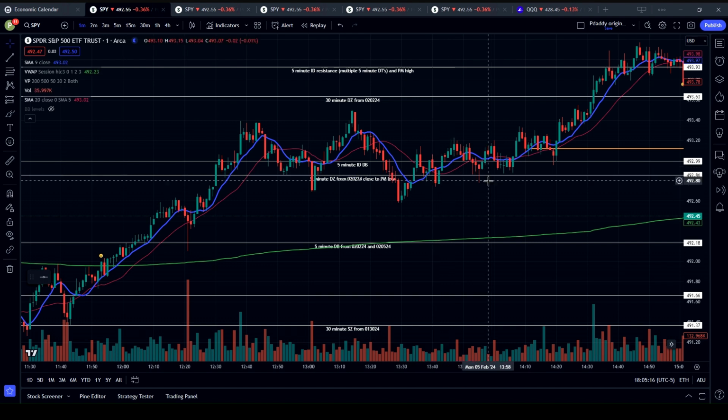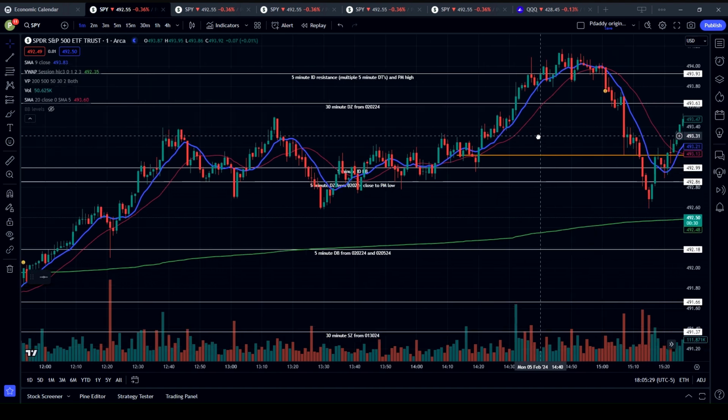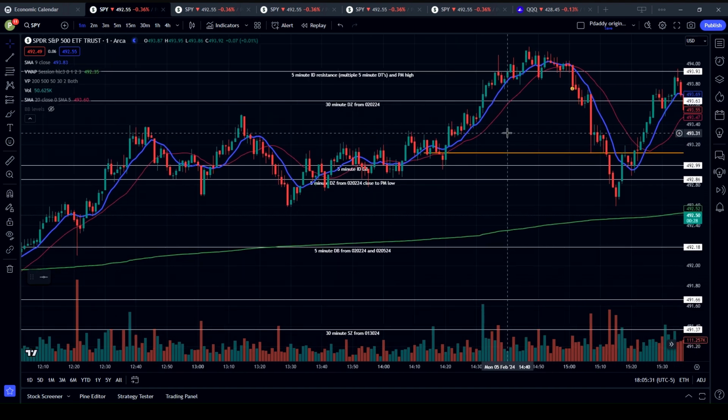And I knew that we had this support at 492.96. And I think the POC at this point was somewhere right around in here. So pretty close. So once we breach that back to the upside, it ran up and up and up. I mean, it was great. Beautiful play to the upside again.